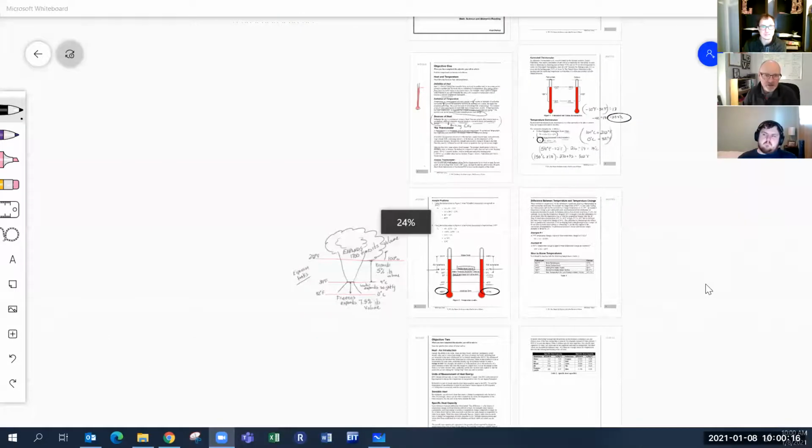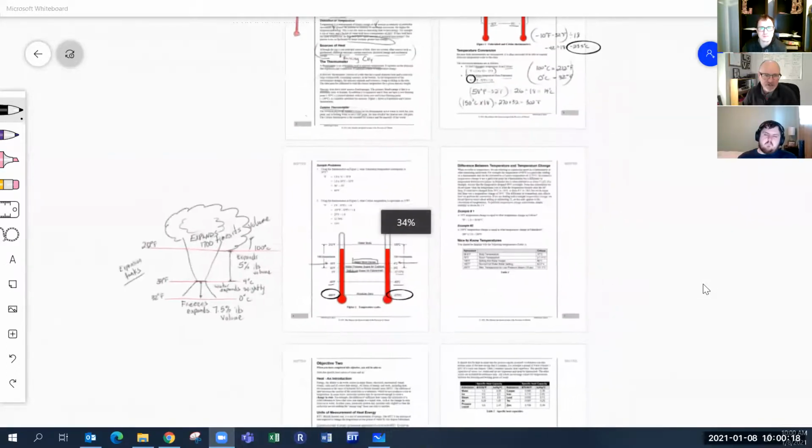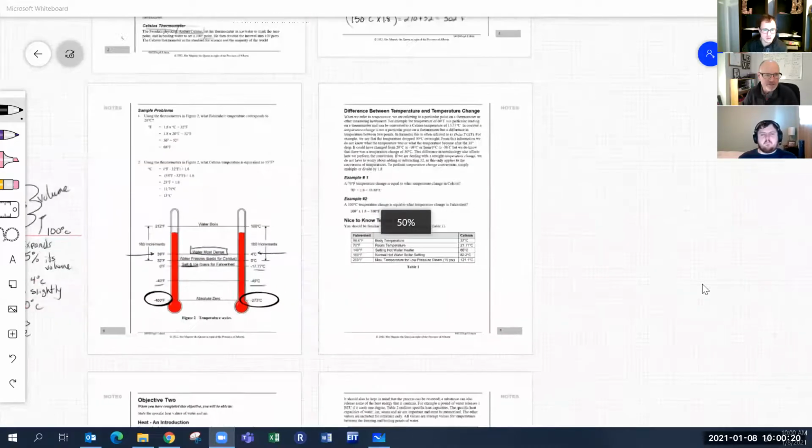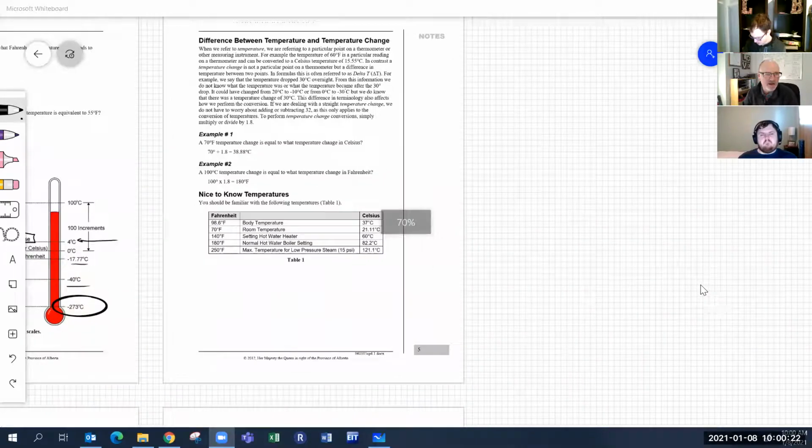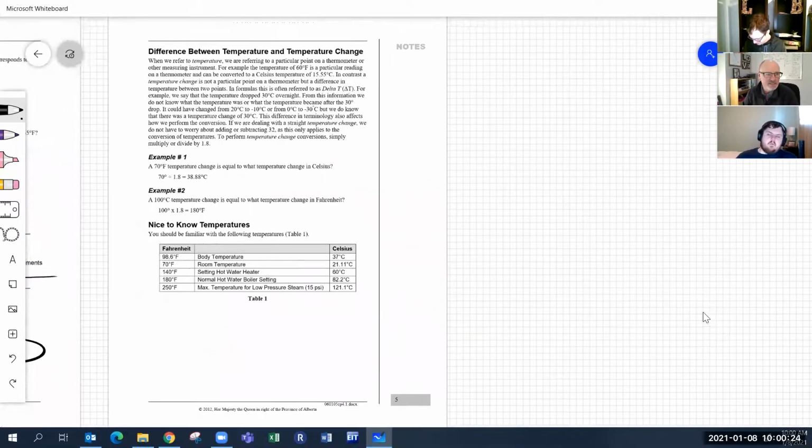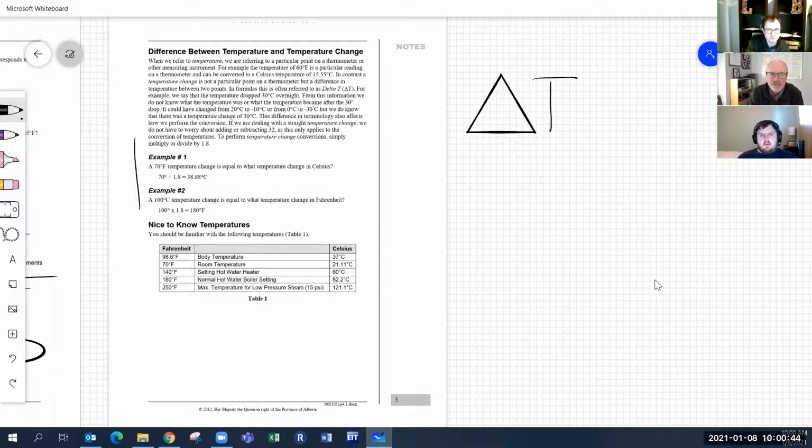So we talked about a bunch of these things already. So we're going to go right into this next one, where it says difference between temperature and temperature change. Now, I'm not going to put a lot of stock into what they say here about these two examples. These two examples just end up confusing me a little bit. So what I want to talk about is this right here, delta T.